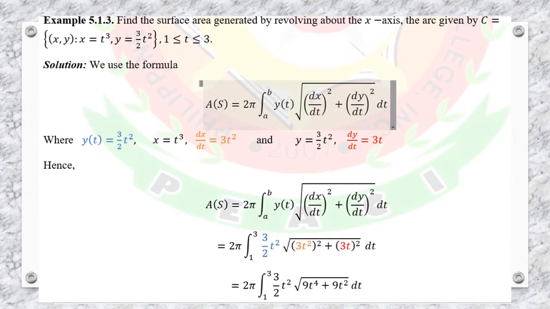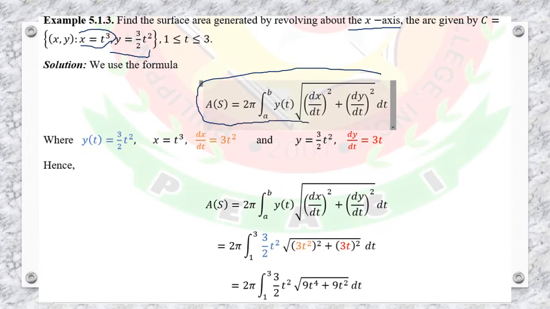For the last example sa area of a surface of revolution, ang given natin na arc dito class is in parametric equation. Doon kasi sa previous two examples is, ang given natin na arc is just a function. So here, ang given is a parametric. So find the surface area generated by revolving about the x-axis pa rin. So the arc given by C equals to the set containing xy such that x is equal to t cubed and y equals to 3 halves t squared, where t is evaluated from 1 to 3. So we use this formula.